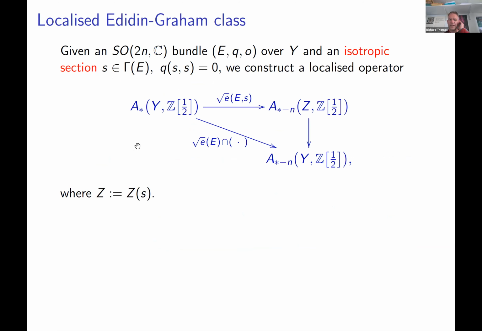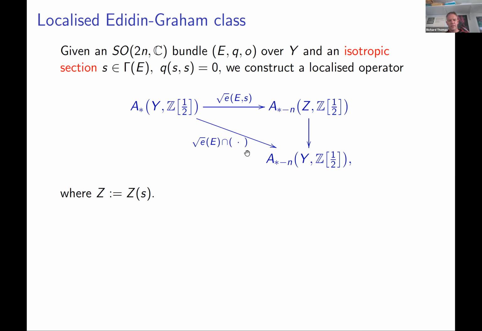Now what we'd like to do is, just as ordinary Euler classes can be localized to zeros of sections, here we want to localize to zeros of isotropic sections. That's a section whose pairing with itself is 0 under the quadratic form. This bit gets a bit technical, so I'll just summarize it here. And if I lose you, it doesn't matter so much.